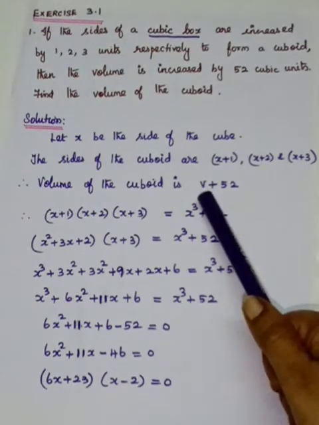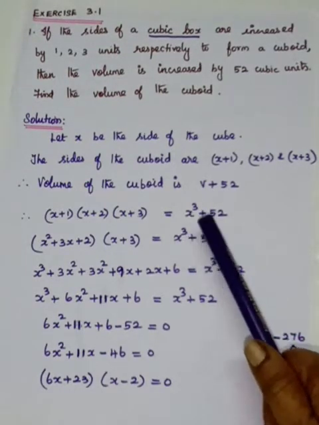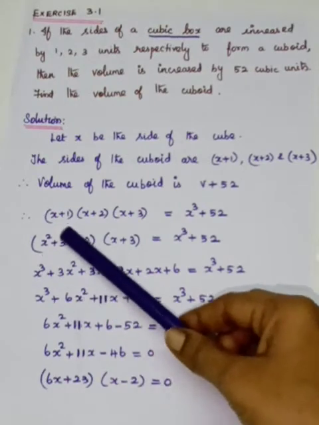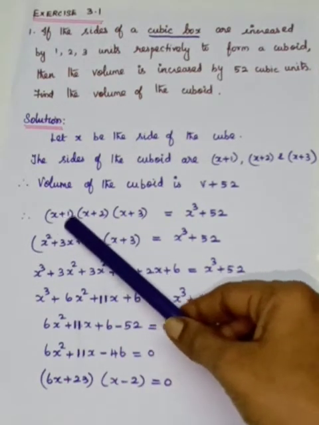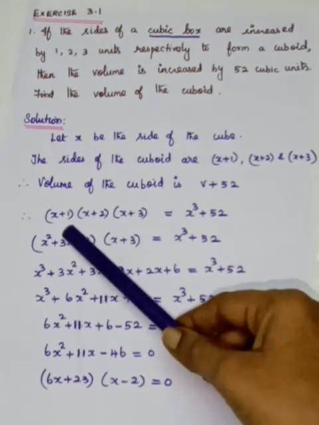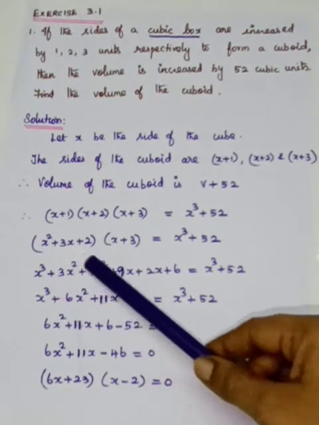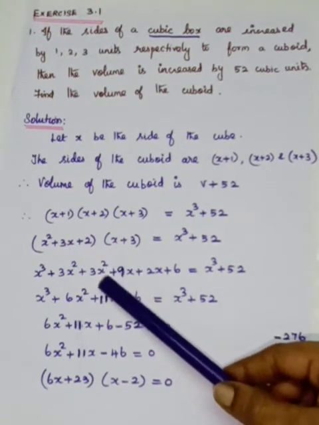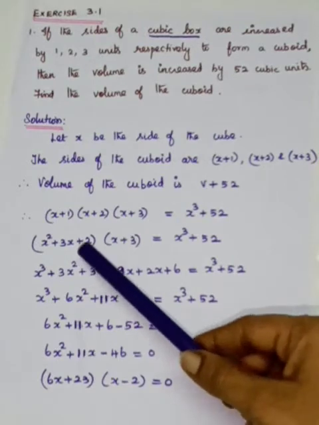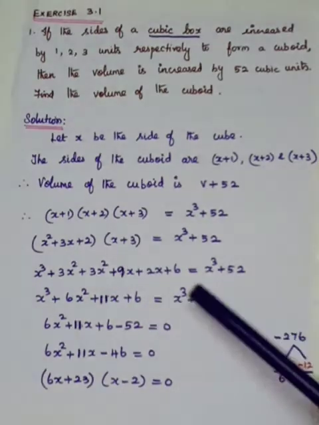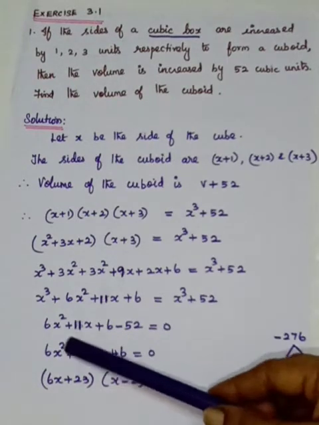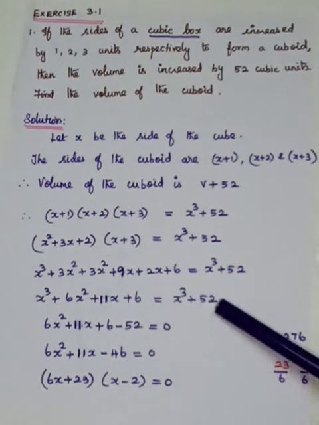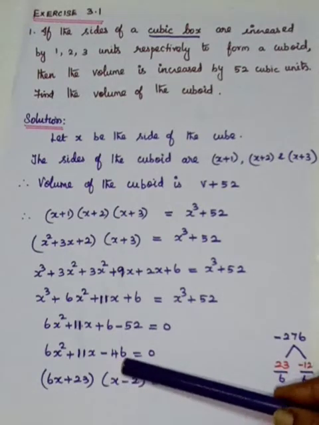What is V? V is the volume of the cube, so here I have written x cubed plus 52. If you multiply these two factors, x into x is x squared, x into 2 is 2x plus x, 2x plus x is 3x, plus 1 into 2 is 2, into x plus 3. If you multiply these two terms, x squared into x is x cubed, x squared into 3 is 3x squared, 3x into x is 3x squared, 3x into 3 is 9x, plus 2x plus 6 is equal to x cubed plus 52. Both sides x cubed get cancelled. So 6x squared plus 9x plus 2x is 11x plus 6. Bringing the 52 here, minus 52, that is minus 46 equal to 0.